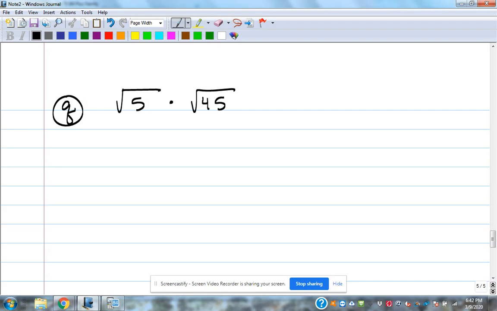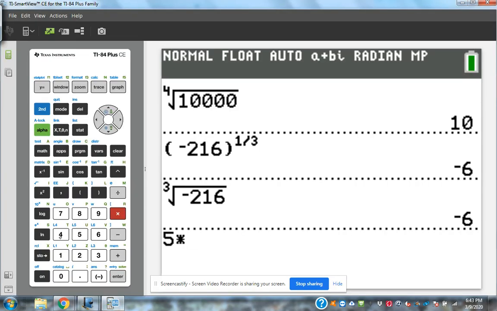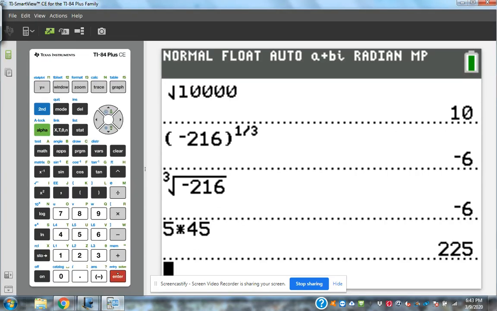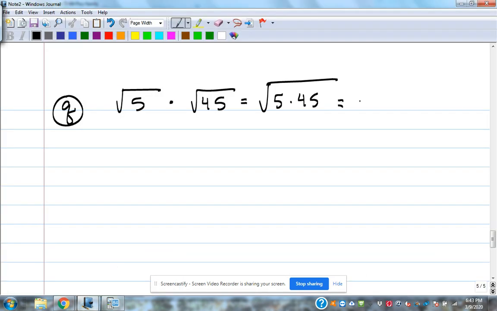So square roots, the rules for multiplying square roots together are outside times outside, inside times inside, always. Okay. So on this one, is there anything on the outside right now? No, there's nothing in front of either of those. So we're just going to multiply those numbers together. So that's going to be the square root of 5 times 45. It's 5 times 45, 225. So we have a square root of 225.